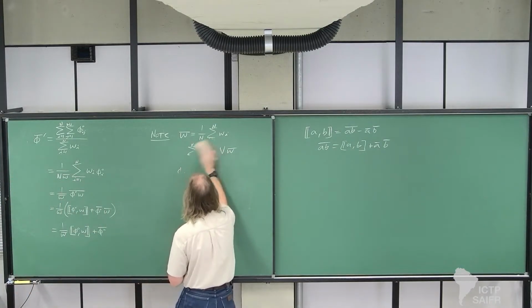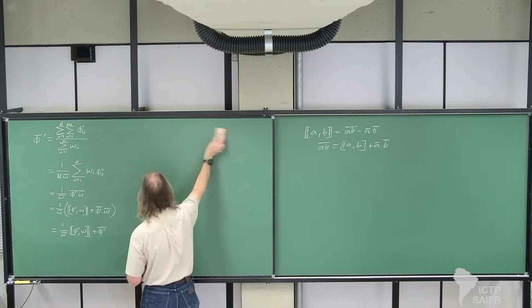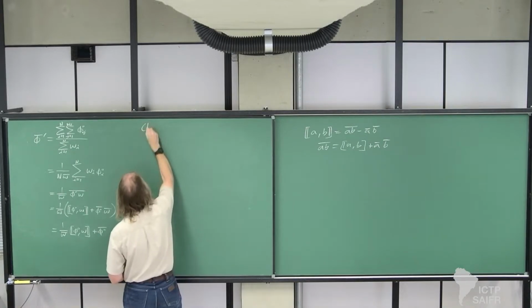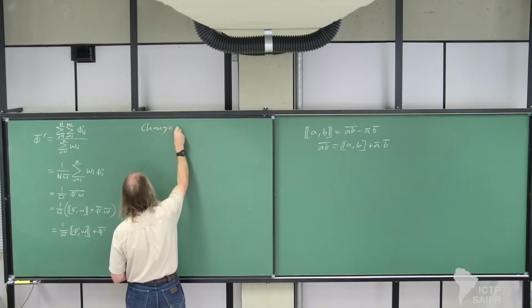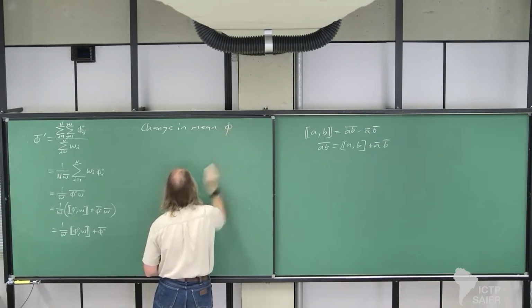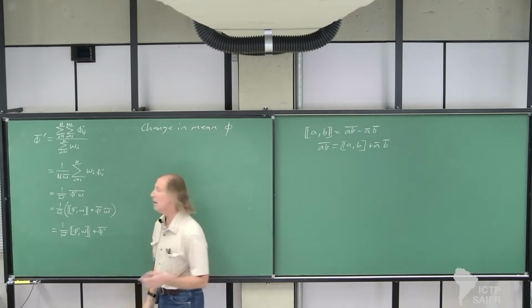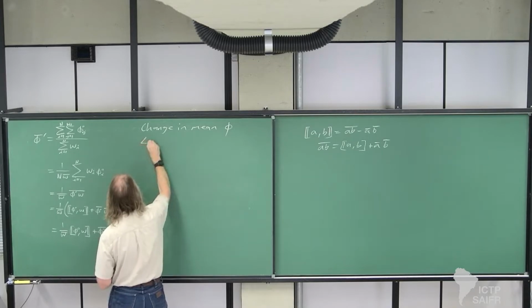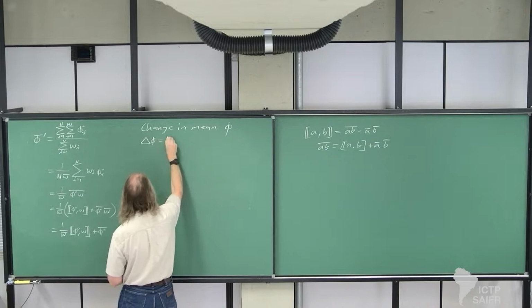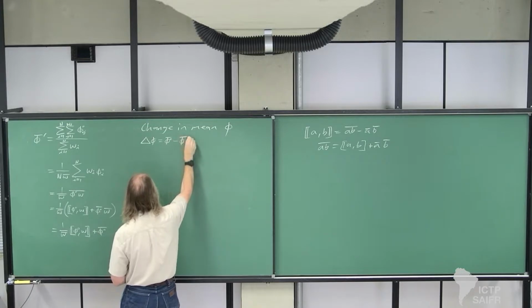And now what we really want is the change in mean phenotype over this time. I'll write that capital delta phi. And what is that? That's just phi bar among the offspring minus phi bar.